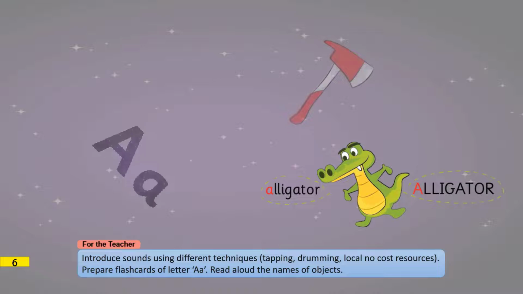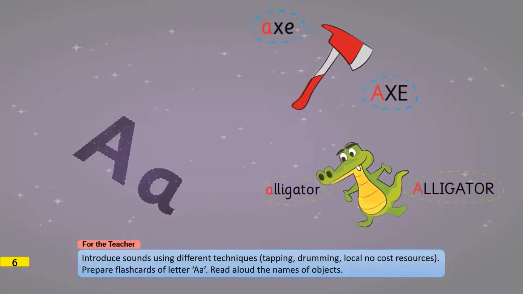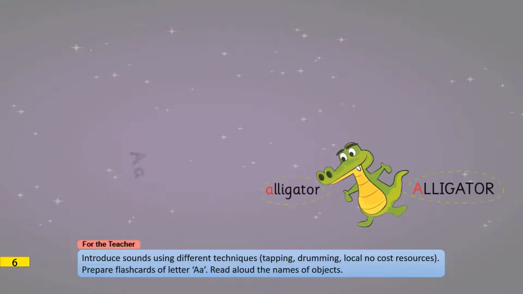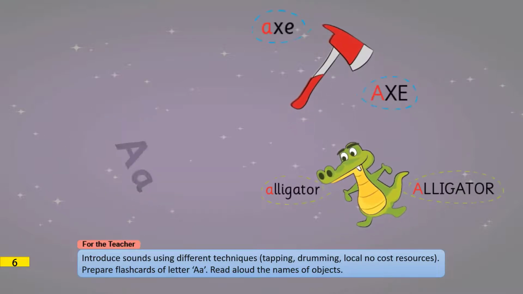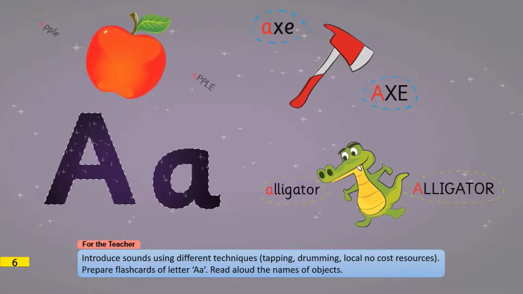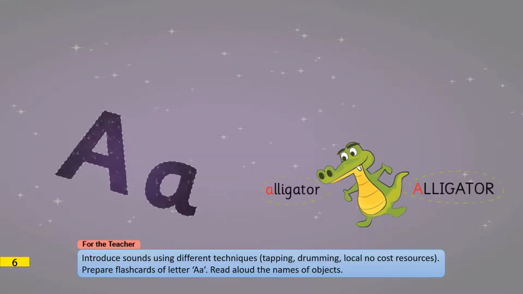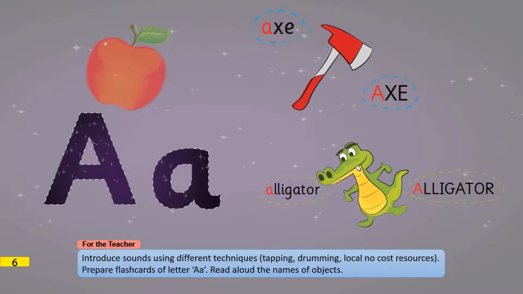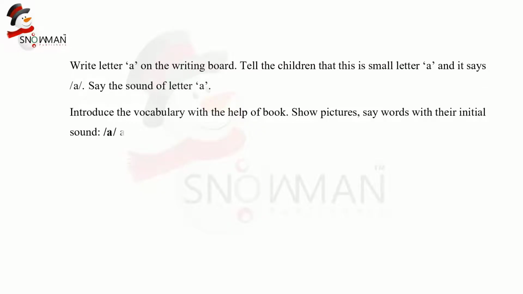Alligator. Axe. Apple. Alligator. Axe. Apple. Ant. Alligator. Axe. Repeat at least 3 times.